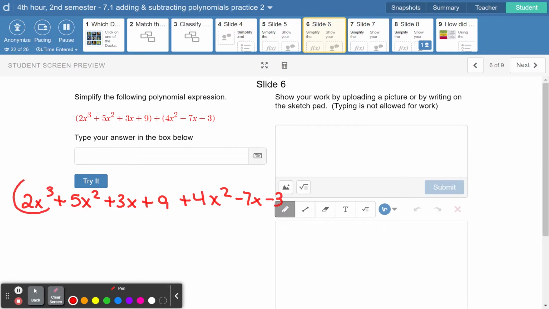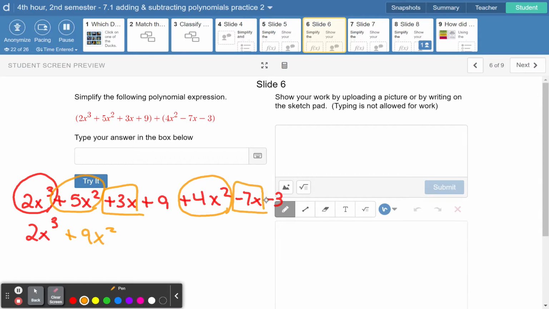Look for the biggest exponent. 2x to the third doesn't combine with anything. Now 5x squared, it has another x squared over here. 5 plus 4 is 9, x squared. 3x minus 7x minus 4x.